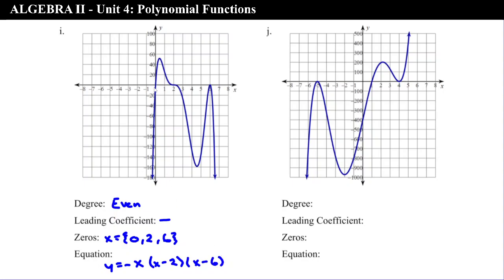All right, we have a straight line at the x, so no power on that. We have a cubic at the x minus 2 term, and then we have a parabola at the x minus 6 term, so that's a square there.